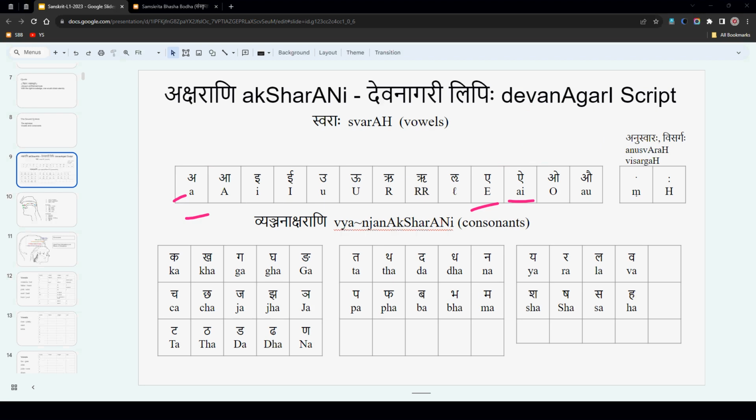Anuswara, visarga. Visarga we already saw. Now what about anuswara? Where can it be pronounced? Anuswara also needs a vyanjanam. Similar to visarga. Visarga has to be after a swara. It cannot be directly after a vyanjanam. Vyanjanam means, for example, let's say ka. This is a vyanjanam. After that, there cannot be visarga. Before visarga, there has to be a swara.